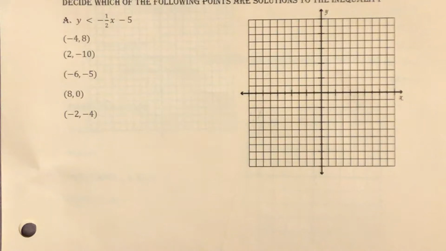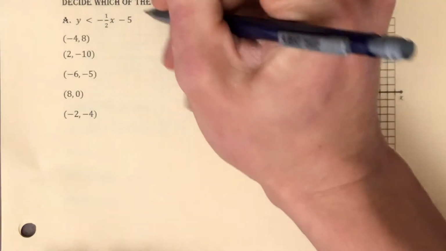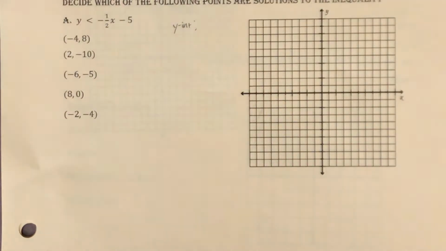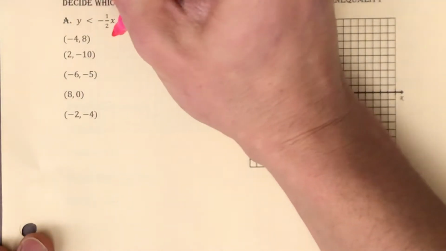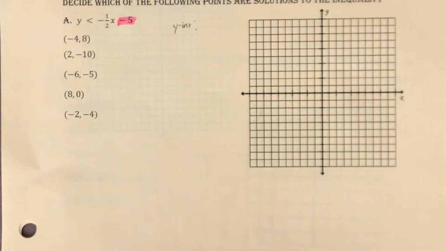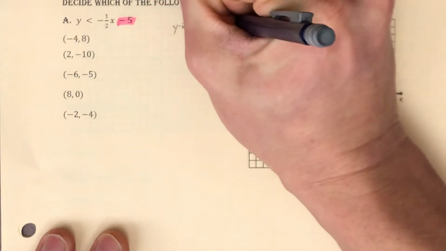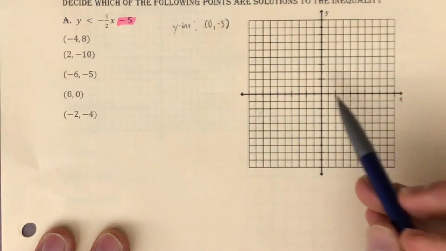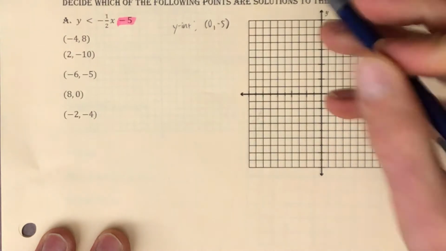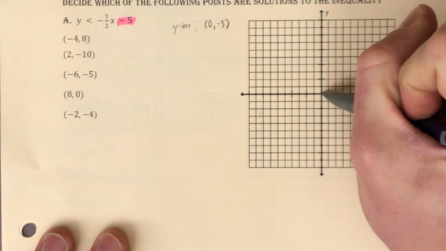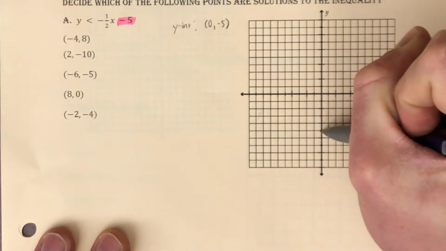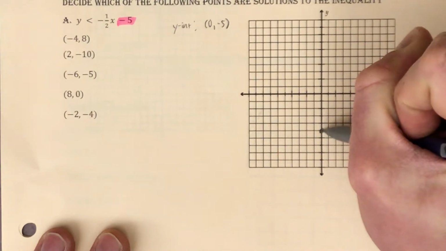So again, first thing, in order to graph the line, we need to identify our y-intercept. Our y-intercept is always found after x. After x, I see a negative 5. So our y-intercept, again, is 0, negative 5. I'm going to graph that point. Start at the origin, don't move left or right, but move down 5. So 1, 2, 3, 4, 5. And there's my first point, my y-intercept.